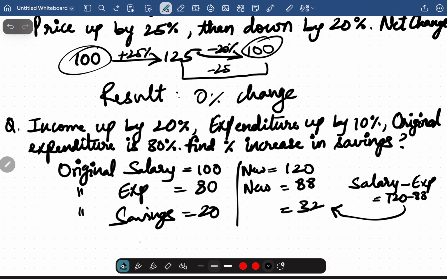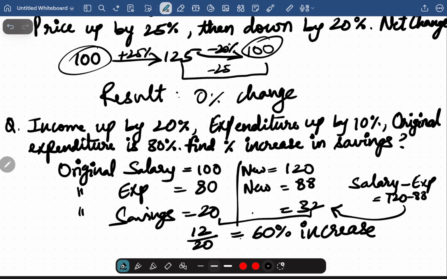So now the result, it's 12 by 20, which is a 60% increase, as 32 minus 20 is 12 and the original savings were 20. So now it's 60% increase.